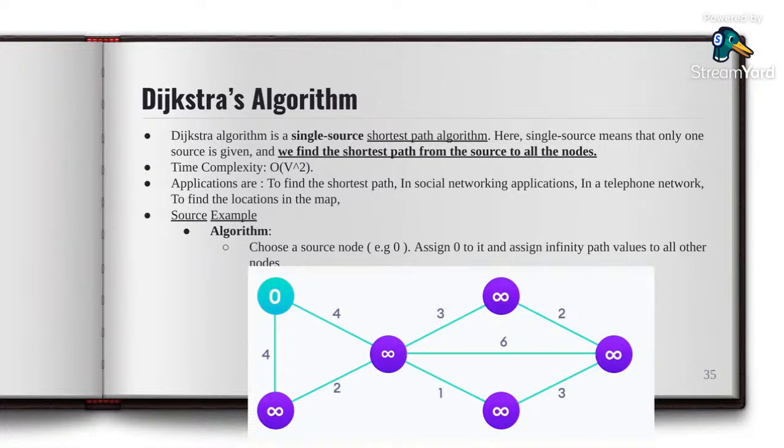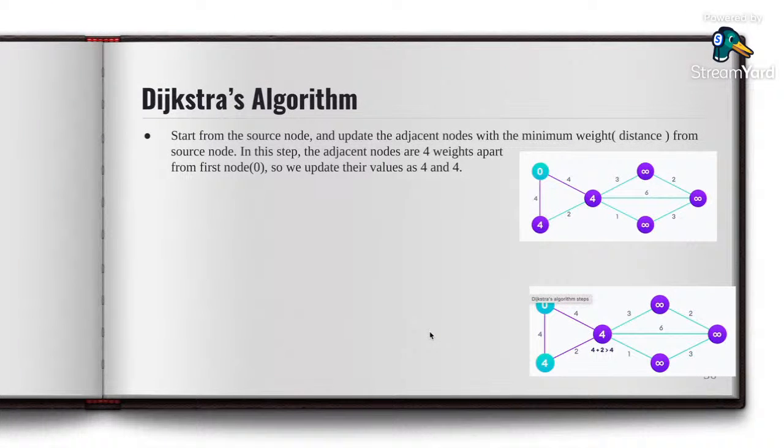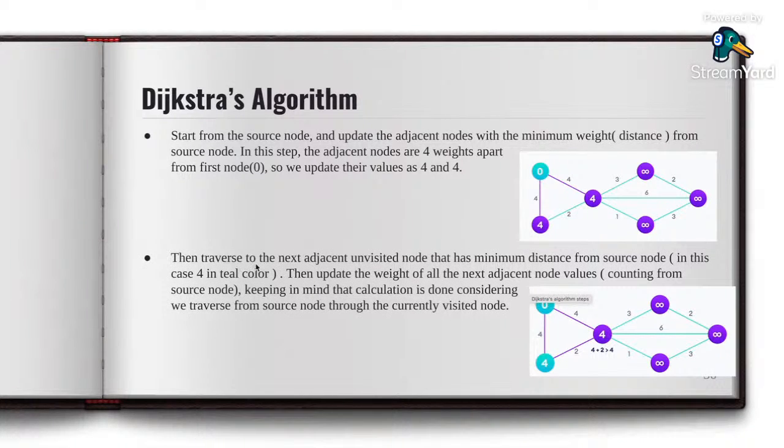So first we choose a source node, assign 0 and assign infinity path values to all other nodes like this. Then start from the source node, update the adjacent nodes with the minimum weight distance from the source node. So minimum weight for these ones were 4 and 4, so we updated these nodes. In this step, the adjacent nodes are 4 weights apart from the first node, so we update the values 4 and 4. Then traverse to the next adjacent unvisited node that has minimum distance from the source node.